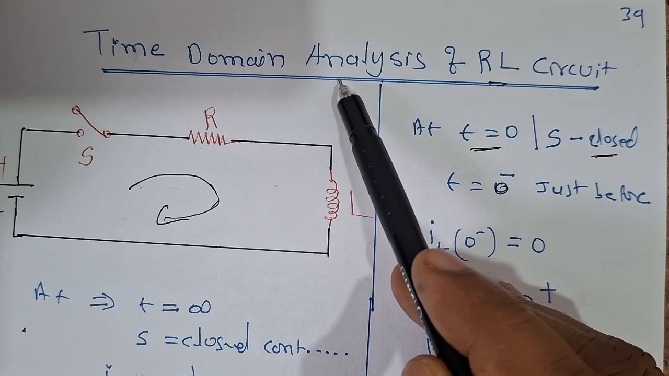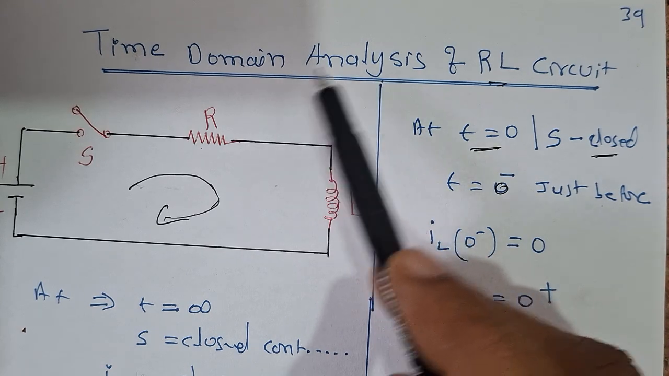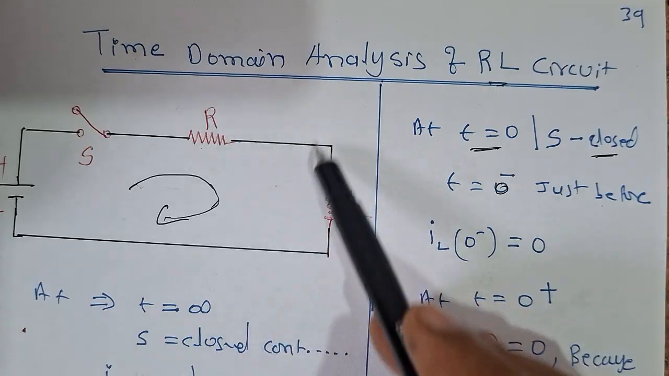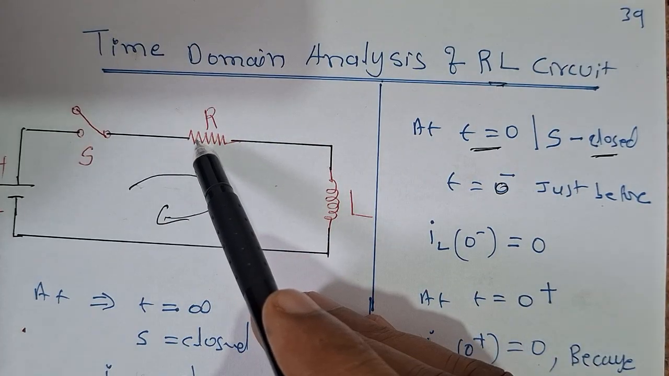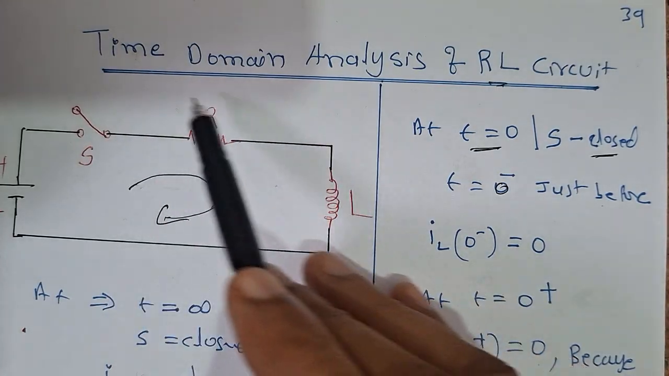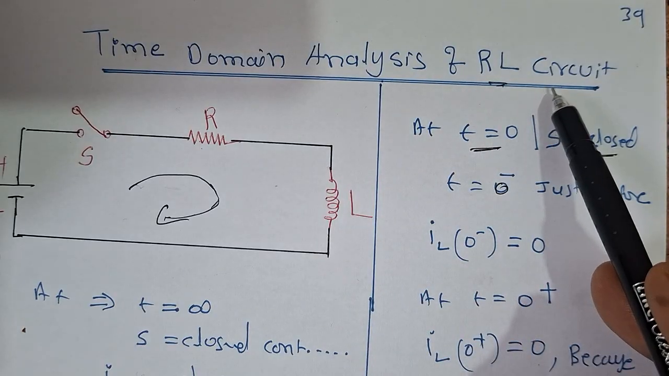So from time t equal to 0 to t equal to infinity, with respect to time, what is the response of the resistance and inductance? That is the meaning of the time response analysis of the RL series circuit.